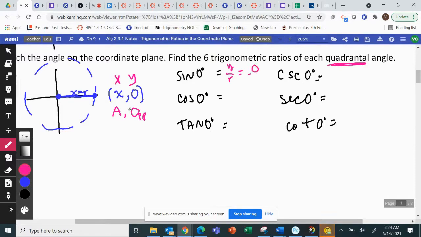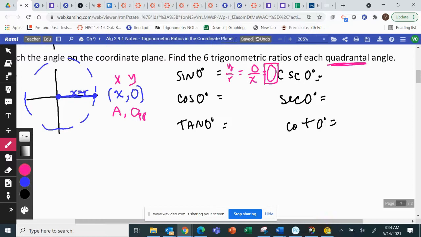I'll have 0 over x. And these are things that you should know. If you have 0 on top of a fraction, you divide by a number, what answer do you always get? You get 0. If 0 is on top, you're going to get 0. So that is the sine of 0 degrees.